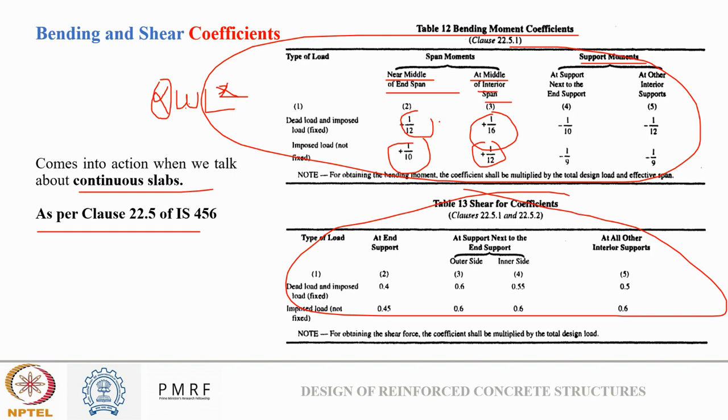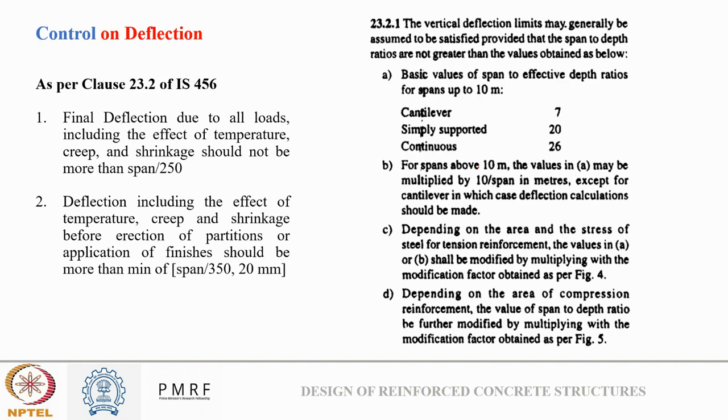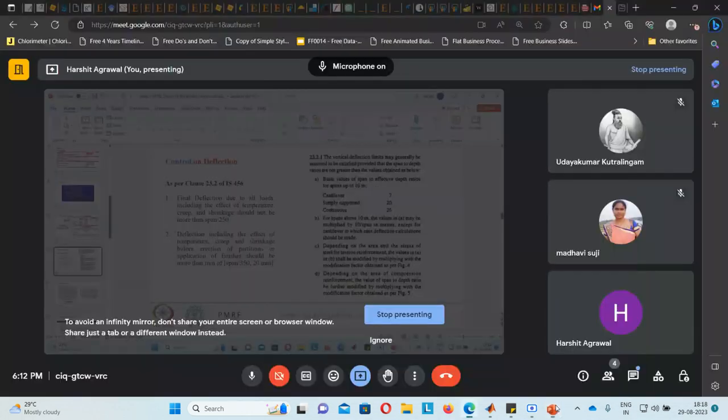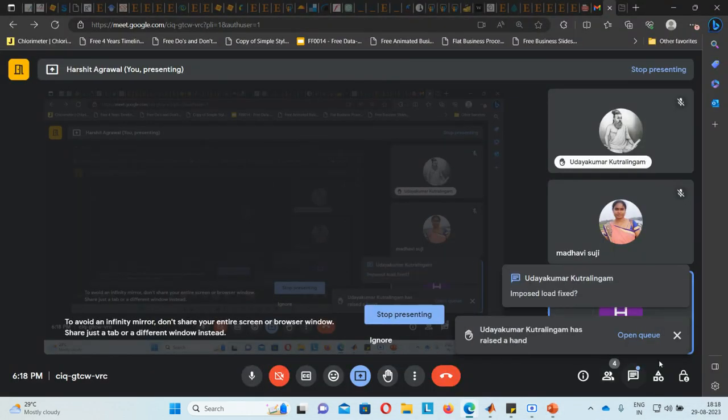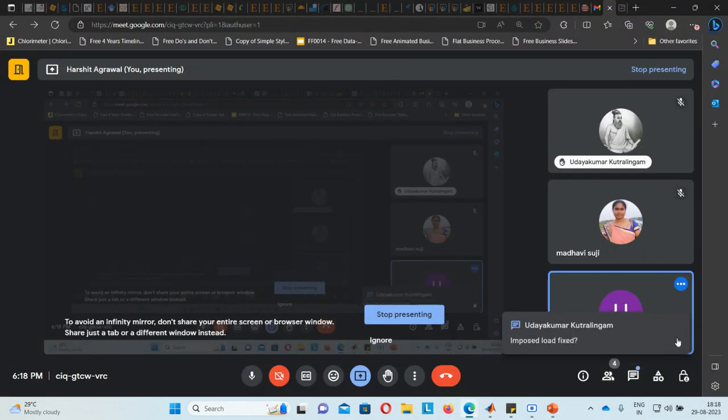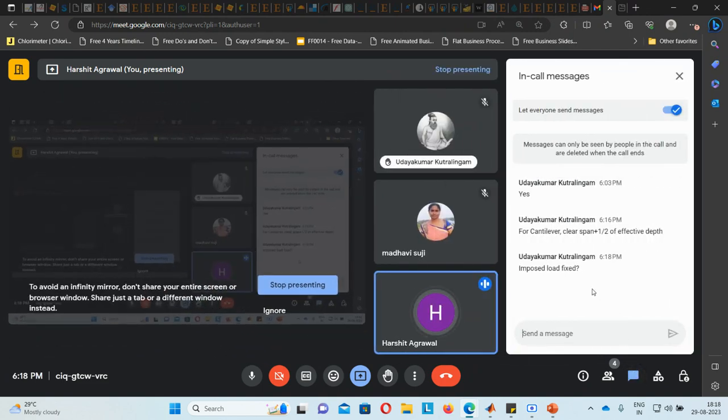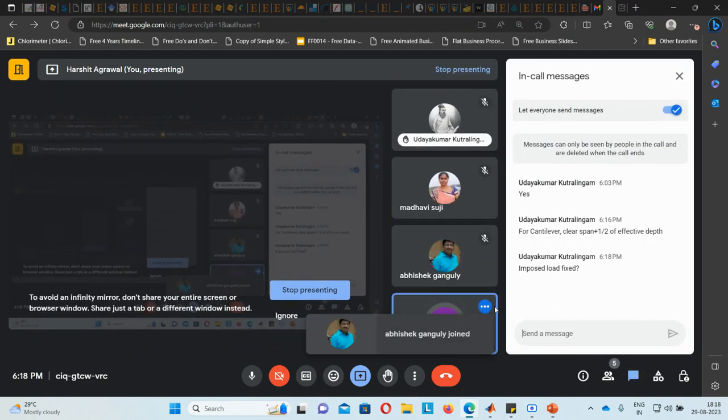Okay, and finally we have depth of slab, but this doesn't come directly into action. The need to define this provision for slab depth comes into play to control the deflection in slab. Imposed loads are generally the fixed load, dead load you can say. That is the thing.